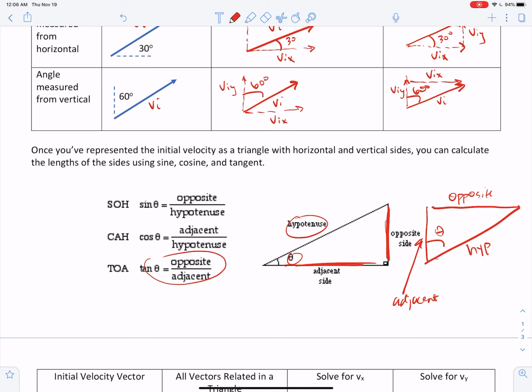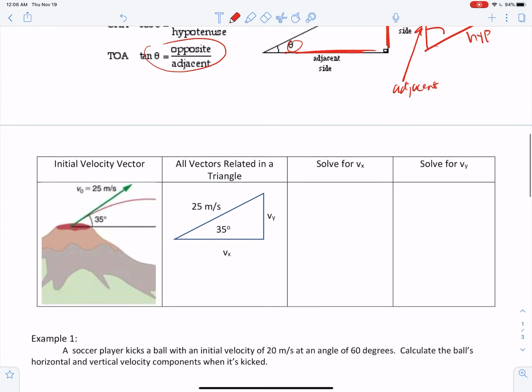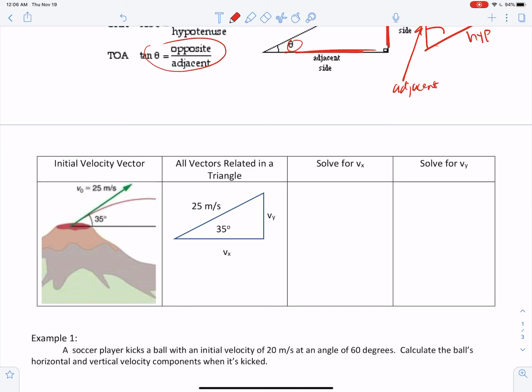Let's take a look at a couple of examples here together. So suppose we've got this volcano. It's spewing out some molten rock at an angle of 35 degrees with an initial velocity of 25 meters per second. How would we break up that velocity into its vertical and its horizontal components? Well, first of all, we would relate them in a triangle. So here's that 25 meter per second vector. And maybe I should draw it in green like it is in the picture.